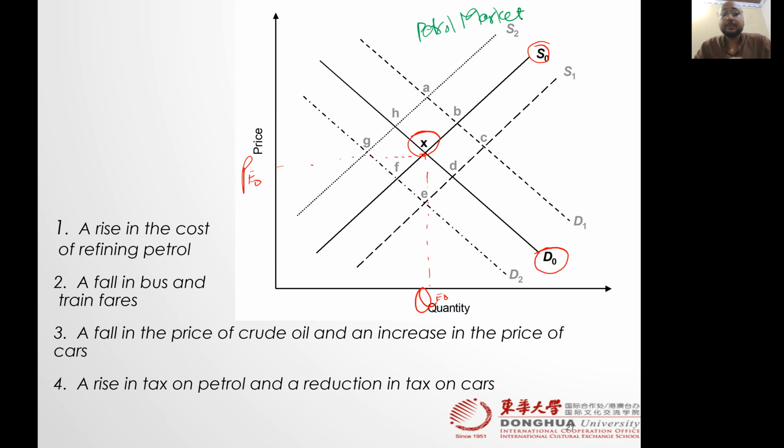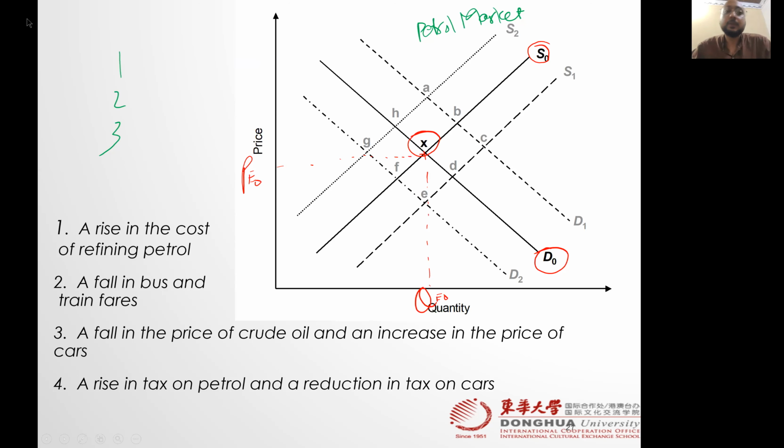So this is the case. Three-step formula: 1, 2, 3. This is the case of demand or supply. So guys, please participate. This is a case of demand or supply. Are you there?